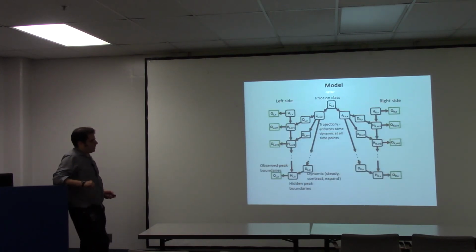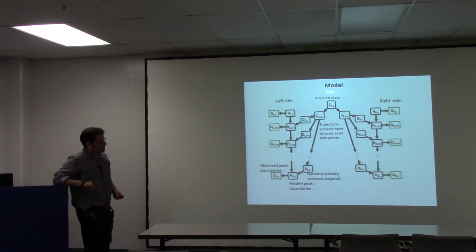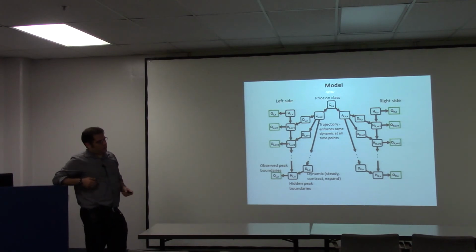And now this is giving you the general overview of a graphical model that represents our modeling here. So what we have is a set of variables for the left side and a set of variables for the right side of the boundary. And what we have in green are the actual observations of where the peak boundaries are. And then the H variables represent the hidden unobserved locations of the boundaries. And then D represents the dynamics, so this could either be steady, expand, or contract.